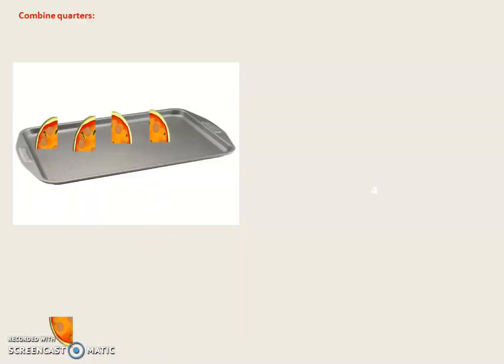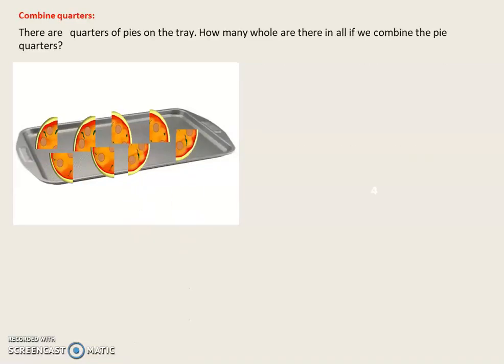Okay, so we have here quarters of pizzas. So there are quarters of pies on the tray. Now, how many wholes are there in all if we combine the pie quarters? Let us count how many quarters are there in all. So we have 1, 2, 3, 4, 5, 6, 7, 8. How many quarters? There are 8. Great job. Now let us combine the 8 quarters into wholes.